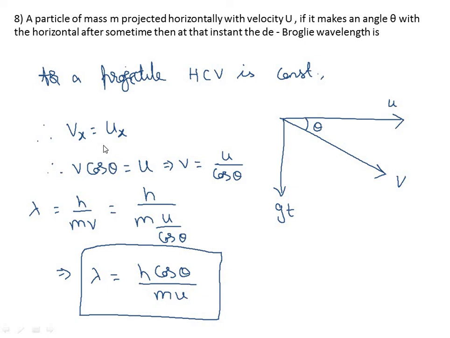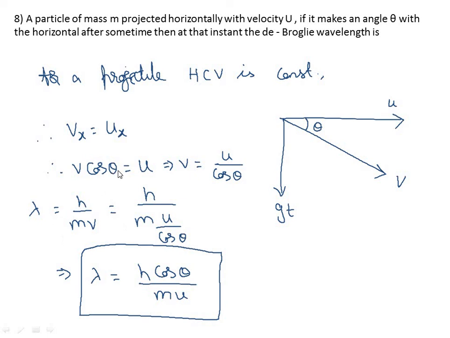So can I write Vx equal to ux? After some time t, the velocity is v. Initially it started with u, so v cos theta equals u. That's it. If I resolve into v cos theta and v sin theta, v cos theta equals u. From that I can write v equals u by cos theta.